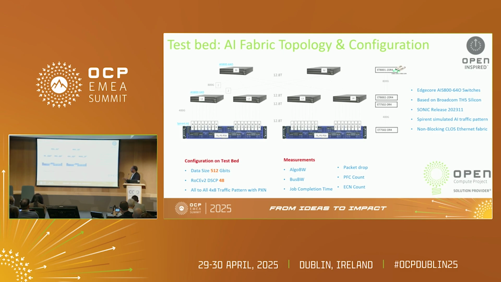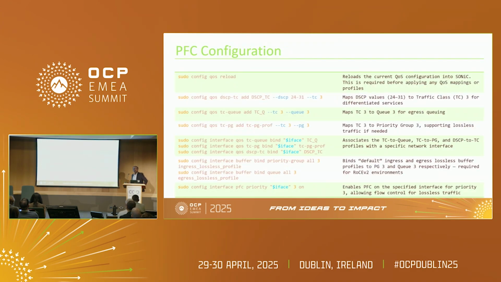So at the bottom, I list all the data size, the DSCP value, the collective communication pattern, and the measurements that this equipment was doing. So let me quickly go into the PFC configuration first.